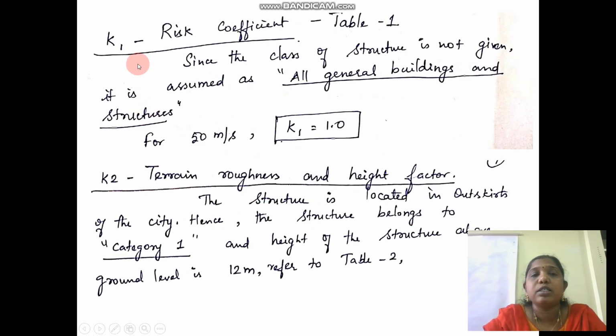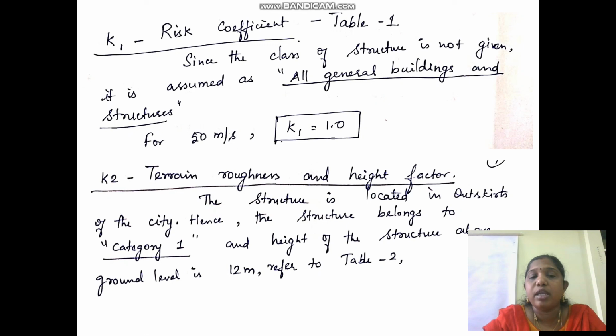Now, what is K1? K1 is your risk coefficient. When you refer to table number 1, the class of the structure is not given in the problem. So it means all general buildings, as opposed to temporary sheds, and you also have to consider the lifetime of the structure. Based on that, for all general buildings, for this speed, your K1 is going to be 1.